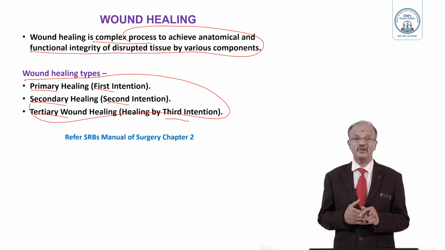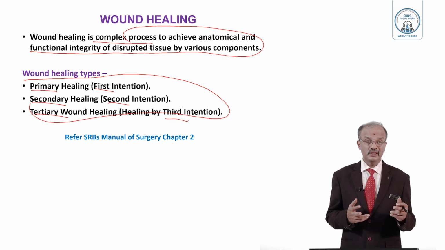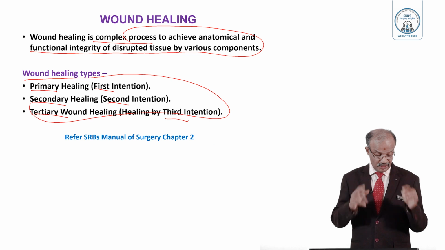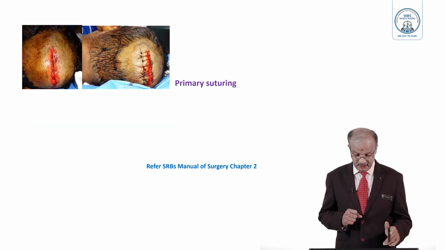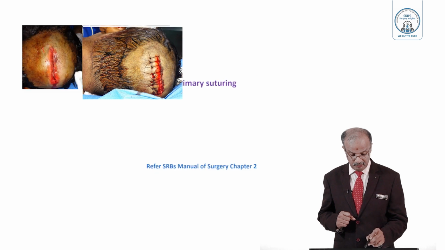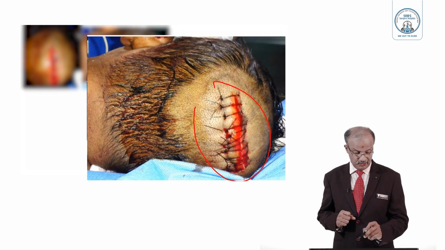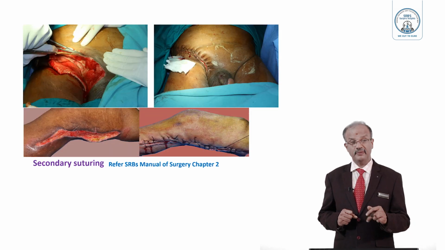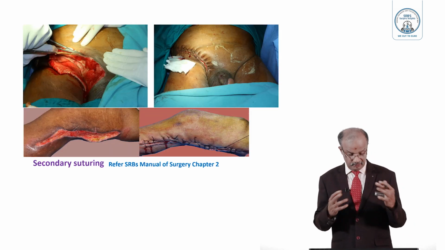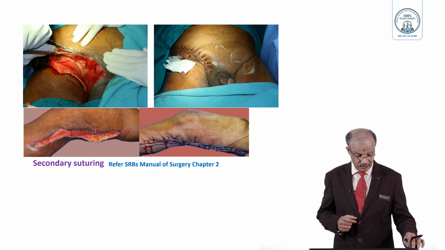There is technical terminology you have to remember. It's very simple if you understand the types. See primary suturing: the wound is here, primarily sutured. So how to do that? Delayed primary suturing, and then secondary suturing. So primary suturing, delayed primary suturing, and secondary suturing we will do here.